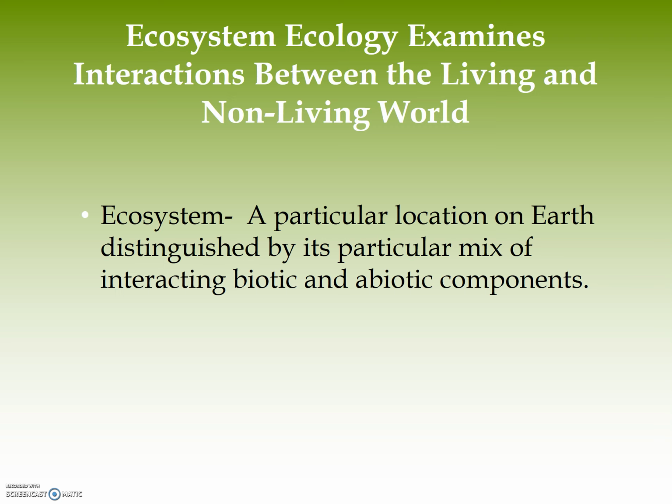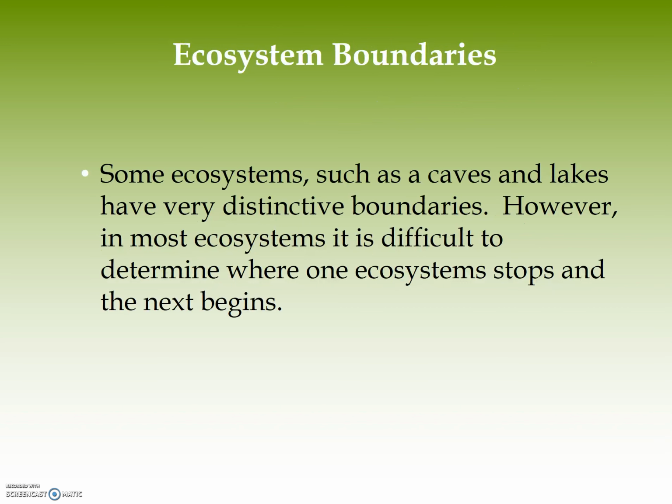An ecosystem, which is our first definition here, is a particular location on Earth distinguished by a particular mix of interacting biotic and abiotic components. So biotic is the living components and abiotic are the non-living components. Some ecosystems have very defined boundaries. A cave, we could say this is the cave, and so therefore this is the ecosystem. We could say this is the lake, and this lake defines the ecosystem. But most of them it's very difficult to determine because one ecosystem naturally sort of overlaps into the other ones.